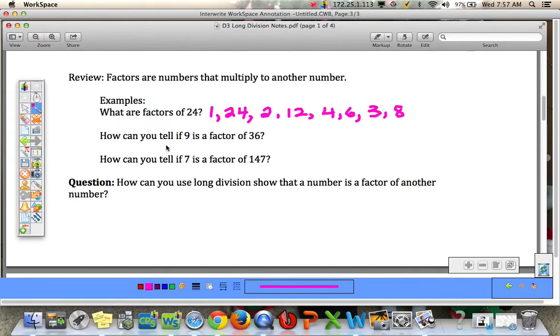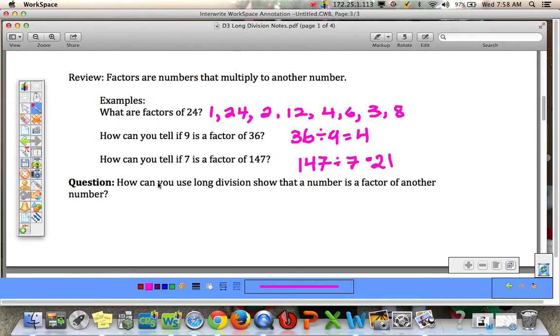How can you tell if 9 is a factor of 36? Well, we could divide 36 by 9 and we get 4. How can you tell if 7 is a factor of 147? We could do 147 divided by 7, and that would give us 21.